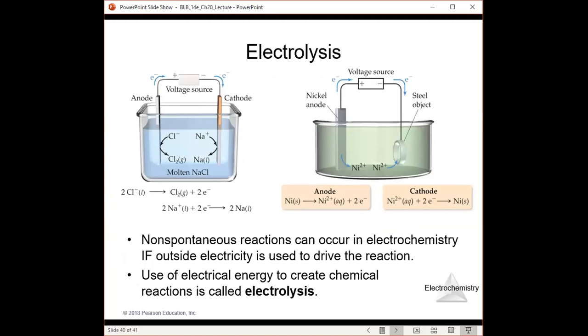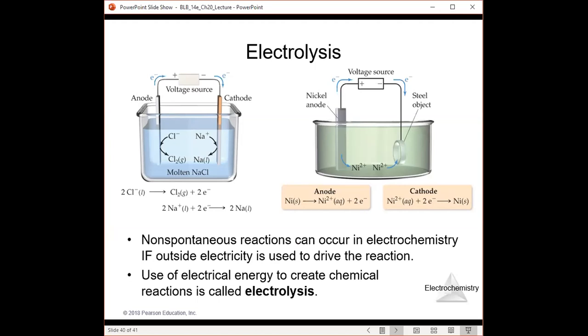Electrolysis is another thing. A non-spontaneous reaction occurs if outside electricity is used to drive it. When you use electrical energy to create a chemical reaction, this is called electrolysis. You see that a lot when you're trying to speed up reactions, or when we're trying to simulate different things. A lot of times you can do electrolysis in a petri dish, and that's one of the things I wanted you to see.